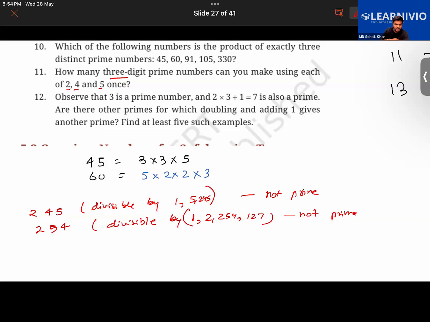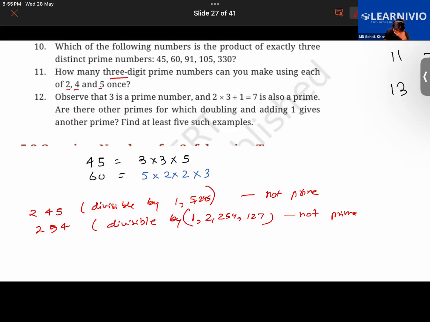You have to write down, like the question is saying, how many 3-digit prime numbers can you make using each of 2, 4, and 5 once. Some of the numbers I have written, like 245, I find out that it is divisible by so many numbers. It has multiple factors, so hence it is not prime. Then I tried another possible combination, 254. This is also divisible by so many numbers, so hence not prime. Like this, write down some other numbers and find out if they are prime numbers.